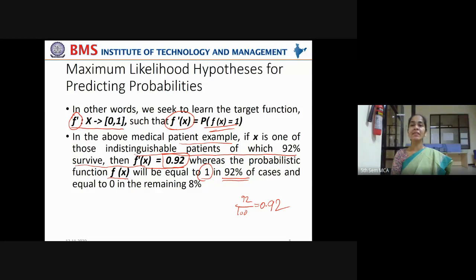In this case, if it is classification, we say that for 92% of the patients the outcome is equal to 1. They are surviving the disease. And in 8% of the cases, the outcome is equal to 0. They are not surviving. But if we take continuous valued functions, we can say that it is 0.92.